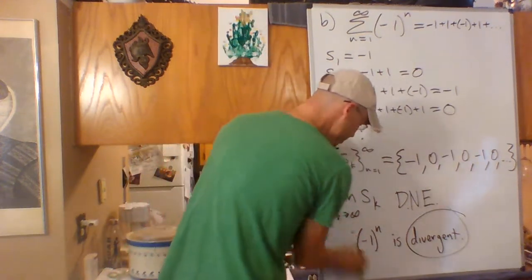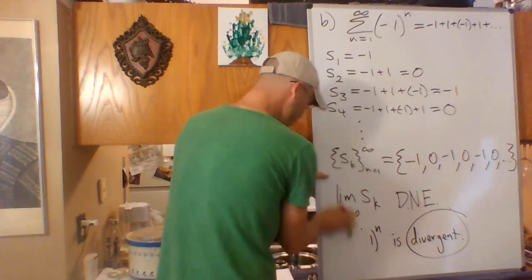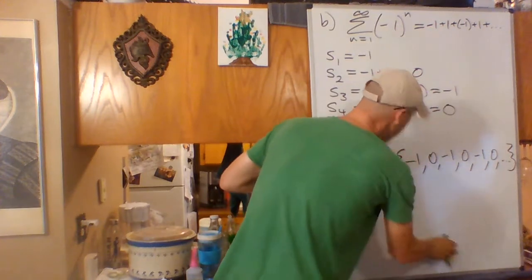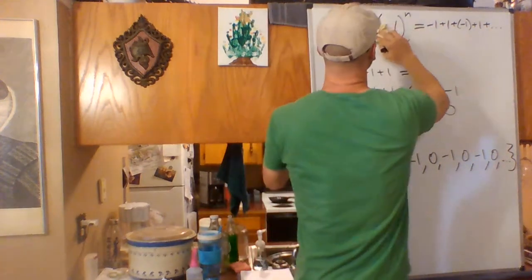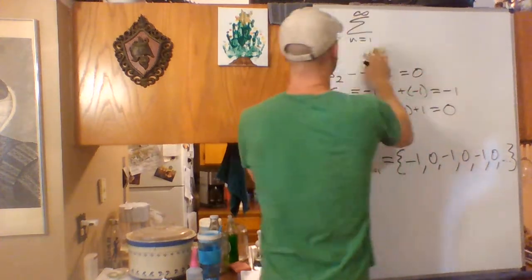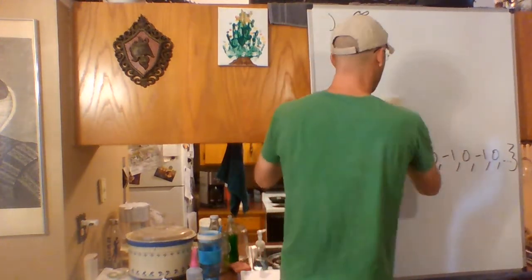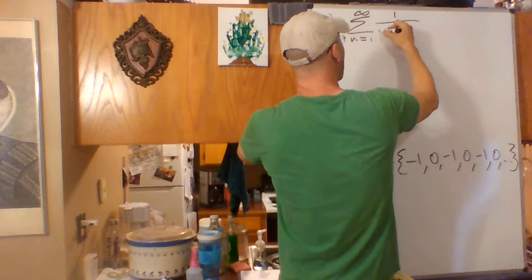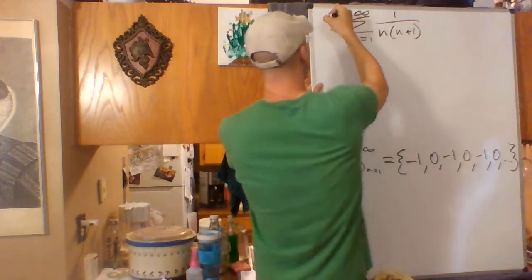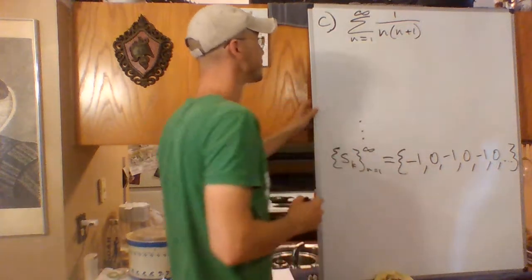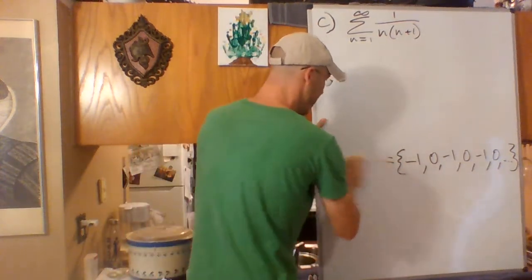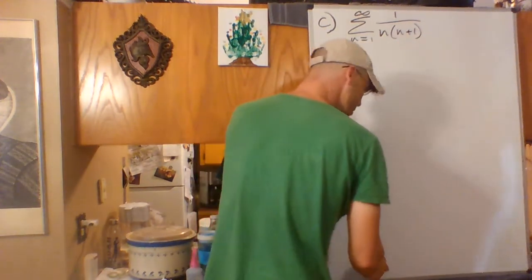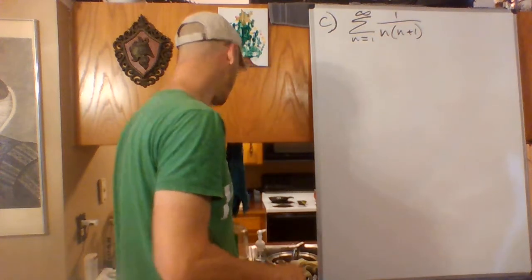Part C of this problem, well, we'll see. With part C, we'll look at another infinite series which has terms 1 over n times n plus 1. This is part C. And we're going to use some old tools from maybe even Calc 1, but definitely some older ones from Calc 2 to work on this.